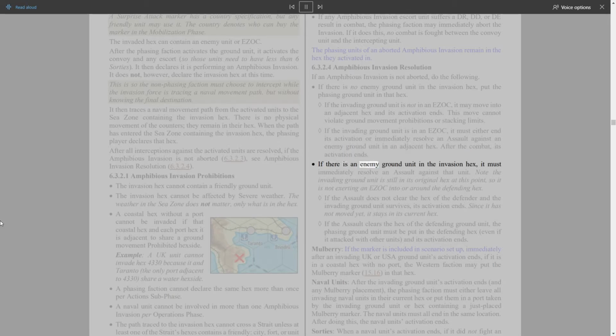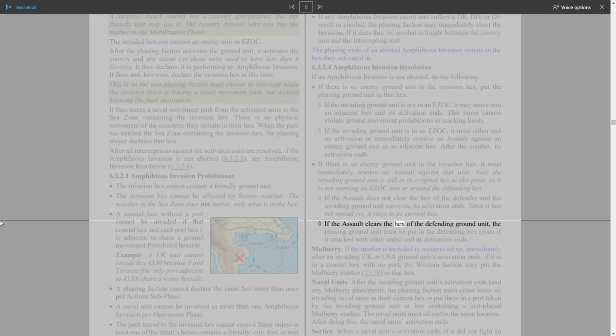If there is an enemy ground unit in the invasion hex, it must immediately resolve an assault against that unit. Note the invading ground unit is still in its original hex at this point, so it is not exerting an enemy zone of control into or around the defending hex. If the assault does not clear the hex of the defender, and the invading ground unit survives, its activation ends. Since it has not moved yet, it stays in its current hex.